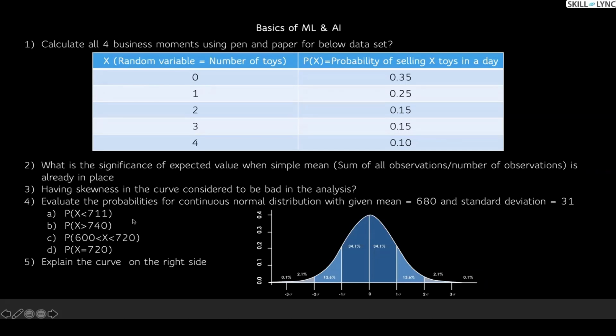So guys, I'll give you the hint for the 4th question also now. Evaluate the probabilities for a continuous probability distribution with given mean as 680 and standard deviation as 31. If you remember, I explained z-scores in the previous session, where this is our mu, this is our sigma. Now the value of x is 711. Then you have to calculate the z value corresponding to this x value, so that the mean is 0 and the standard deviation is 1. From here you don't have to go into z tables, because the first one is very simple.